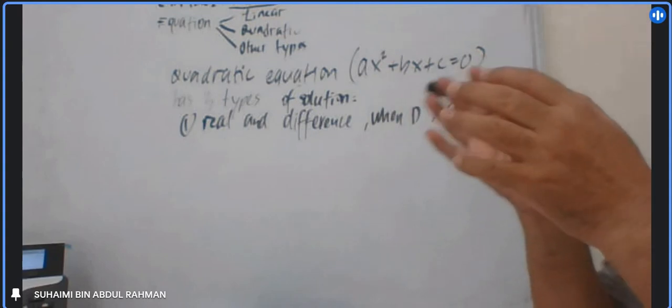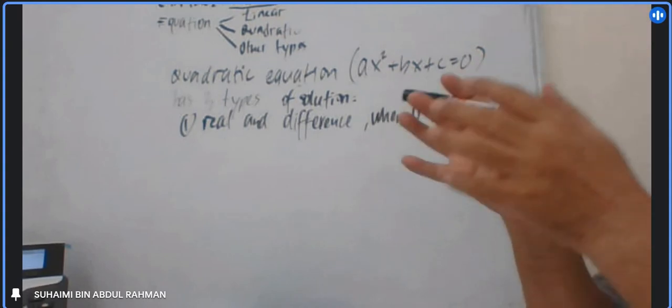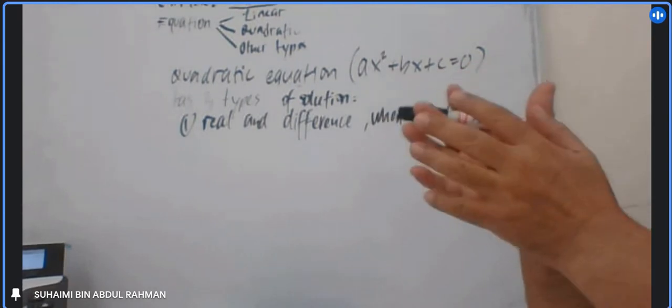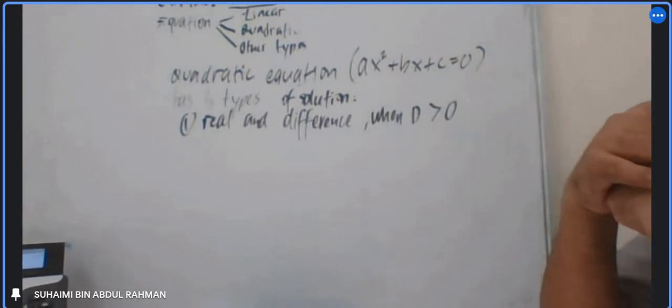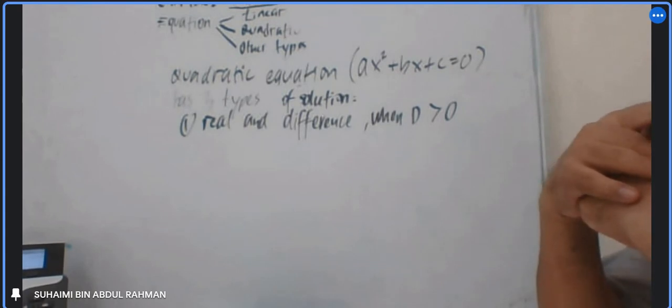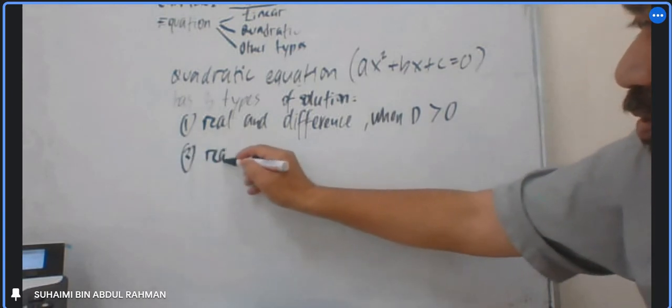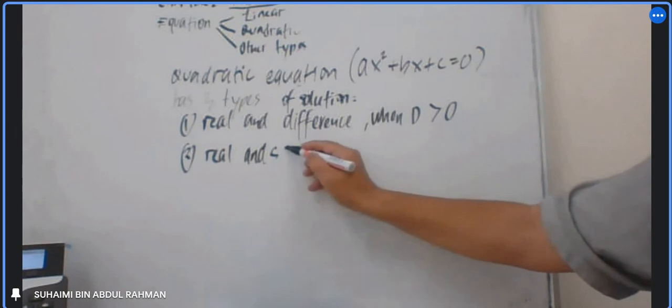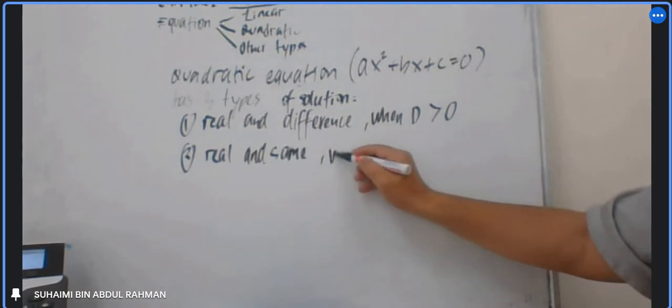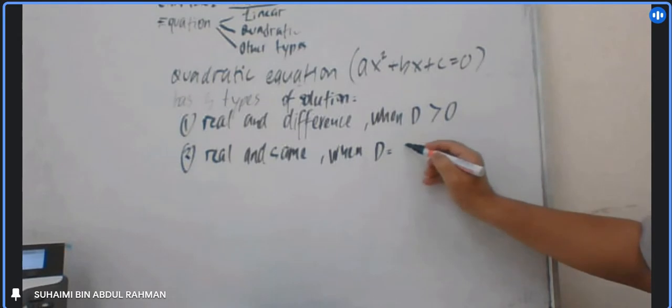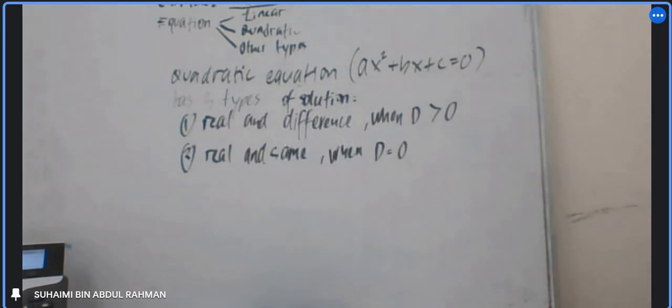These are types of solution, not the methods. There are also three methods to solve a quadratic equation, but these are the types of solutions. Number two, real and same, which happens when D is equal to 0.